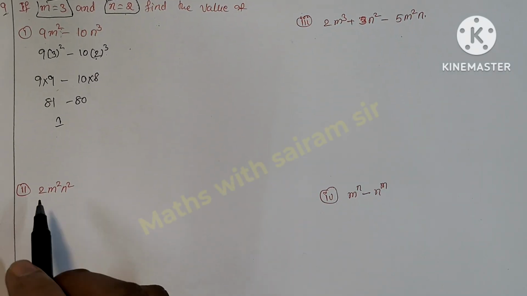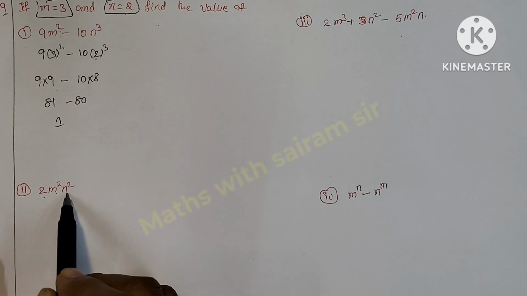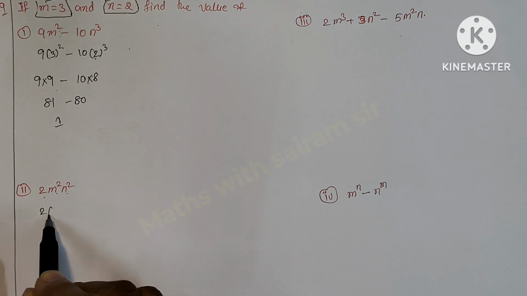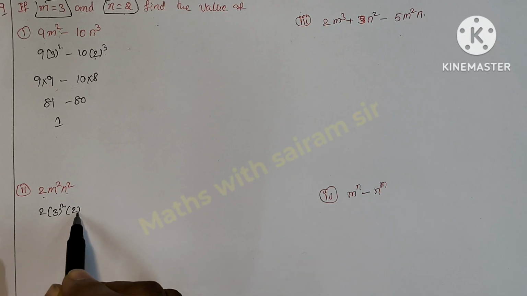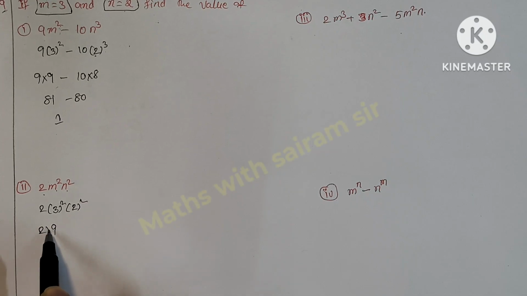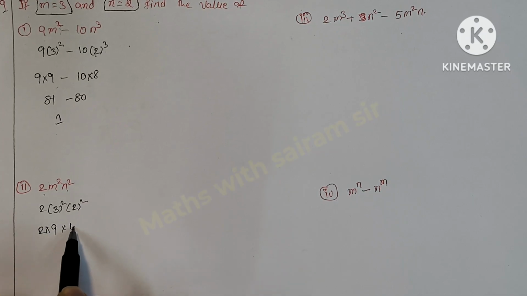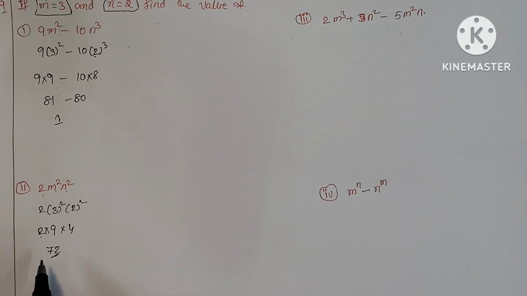In the second question we are asked to find the value of 2 into m square into n cube. 2 into m square means 3 square into 2 square. So 2 into 3 square value is 9. Next, 2 square value is 4. So 4 eights are 32, 8 nines are 72. So the second answer is what?